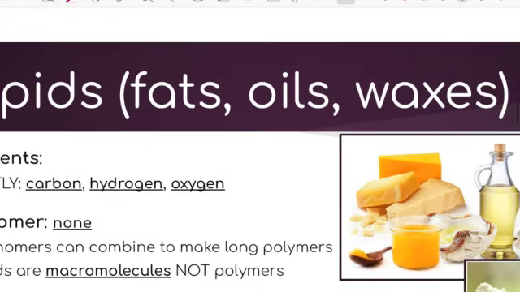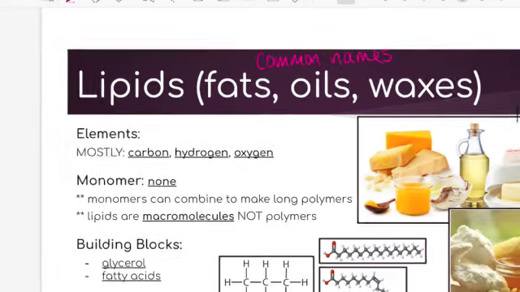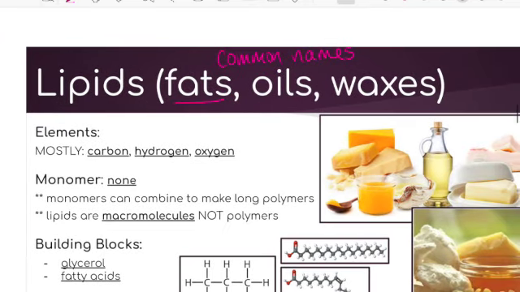Common names are fats, oils, and waxes. In terms of the things that we eat, we typically eat fats and oils. We get this through our food, but waxes are made by plants and animals. But the things that we typically eat are the fats and oils.